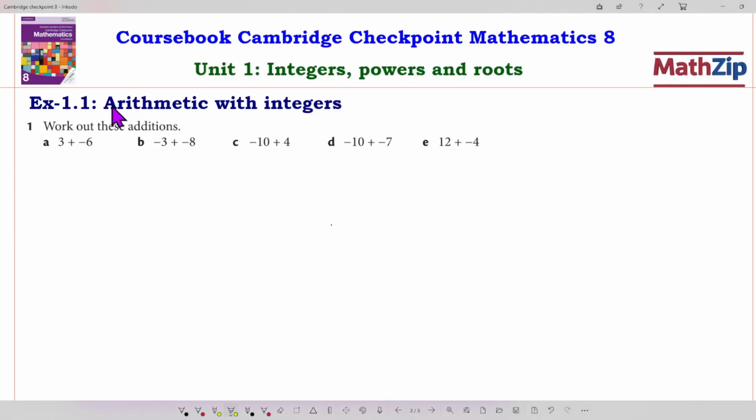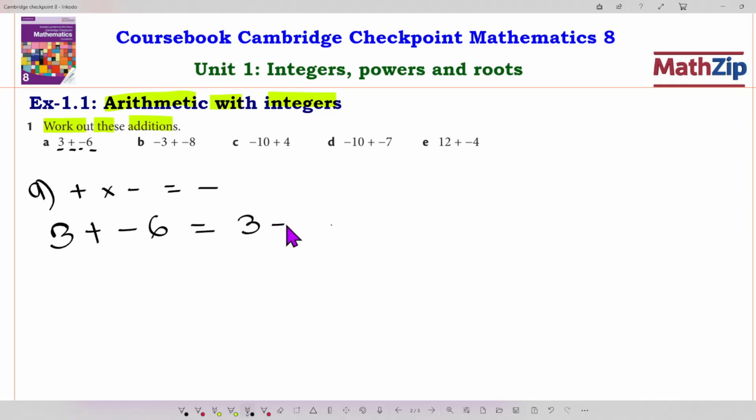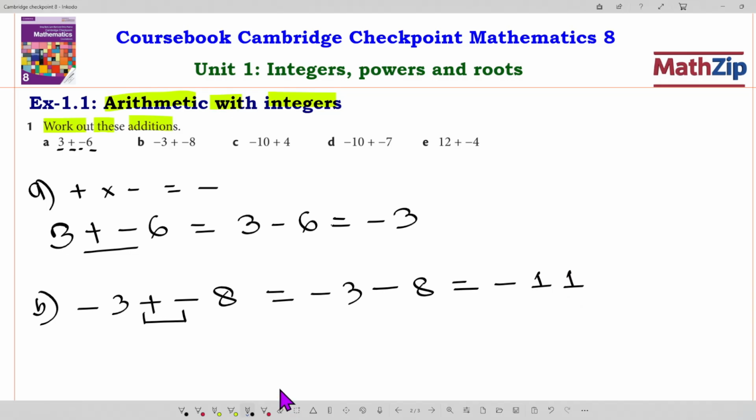Exercise 1.1, Arithmetic with Integers. Number 1. Work out these additions. Number A. Here is 3 plus minus 6. Look, plus times minus will be minus. So 3 plus minus 6 will be 3 minus 6. This plus and minus will be minus. So finally the answer is what? Minus 3.